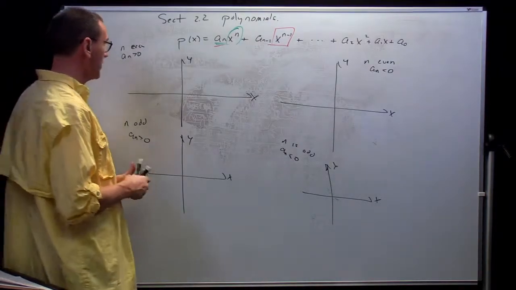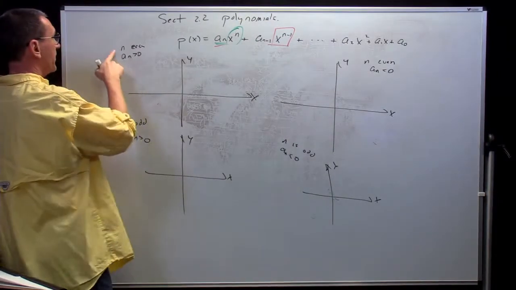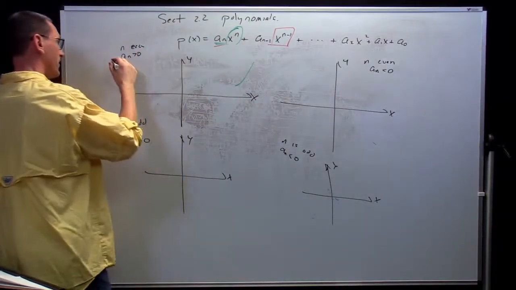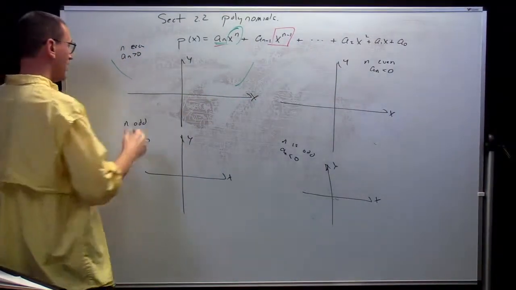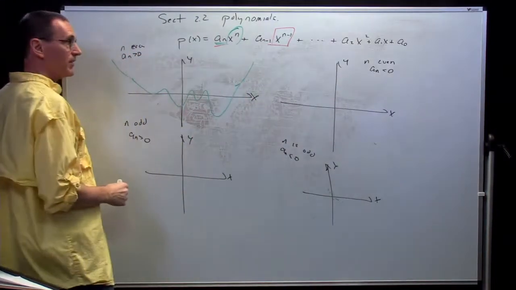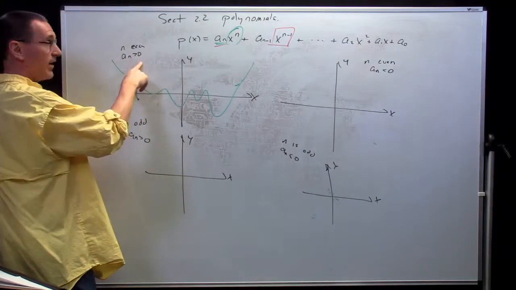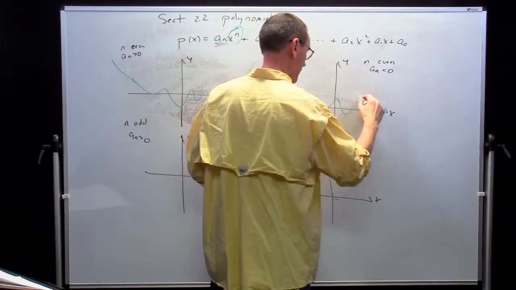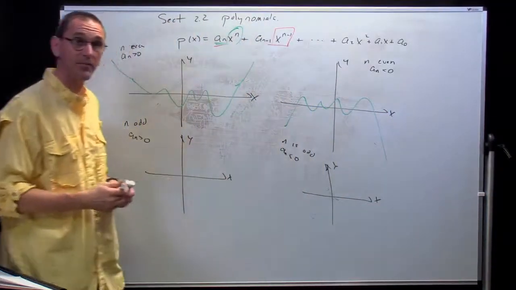So in this situation, what can happen? If n is even, an is greater than 0, this is going to get really big out here and really big out there. And then whatever is going to happen here, I don't know. I can have lots of things going on there. If the an is negative, this whole thing is going to flip. And I could have something like that.